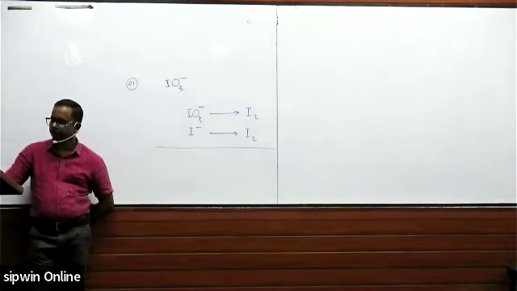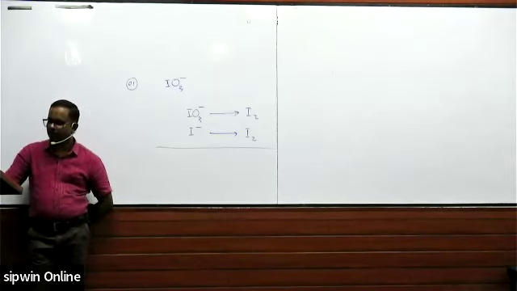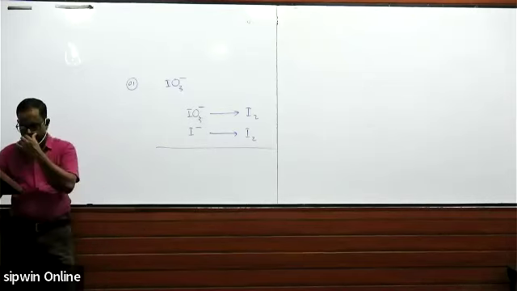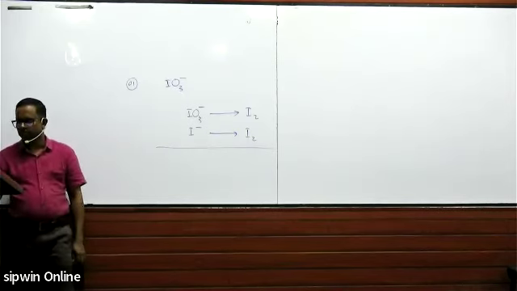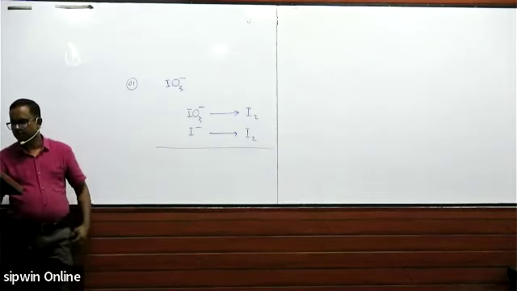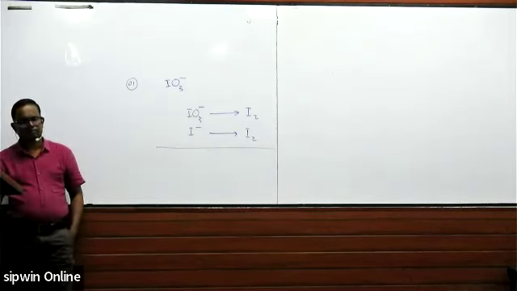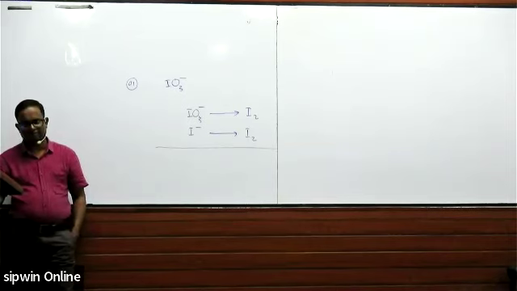Next, the dichromate. Dichromate to chromium 3 plus, iodide to iodine. Dichromate, 6 iodide, 14H plus gives 2 chromium 3 plus, 3 iodine, 7H2O. You don't need to write it all out now, but let's note it: 2 chromium 3 plus, 3 iodine, 7H2O.